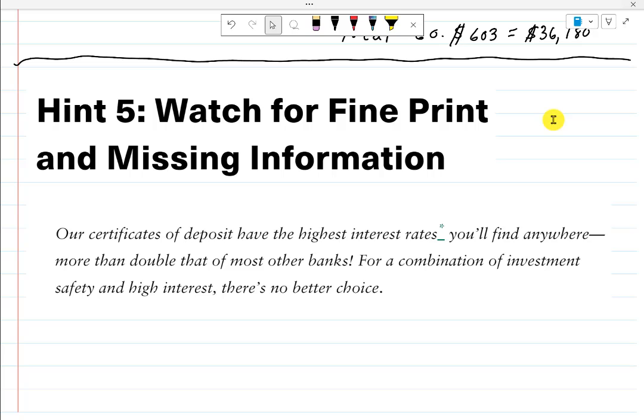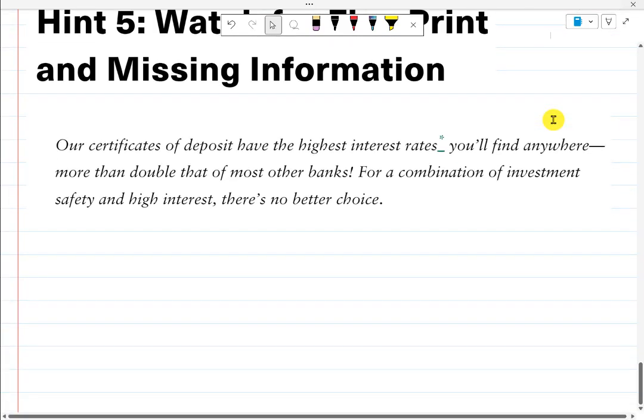Our certificates of deposit have the highest interest rates you'll find anywhere, more than double that of most other banks. For a combination of investment safety and high interest, there's no better choice. Hold on just a second here. What is the biggest problem with this? There's one very big problem. This is all the information I have.